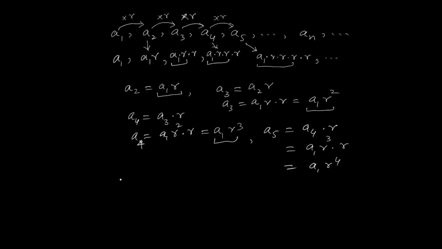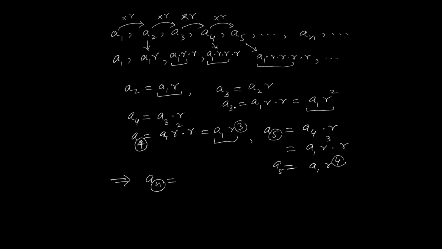In the similar way we can get an. What is an? That is the nth term. The number of the term is n. Over here, look at the back: if the term is the fourth one, that is 4 written over here, so the power of r is 3. If the term written is 5, the power of r is 4, 1 less than 5. Over here 3 is 1 less than 4.